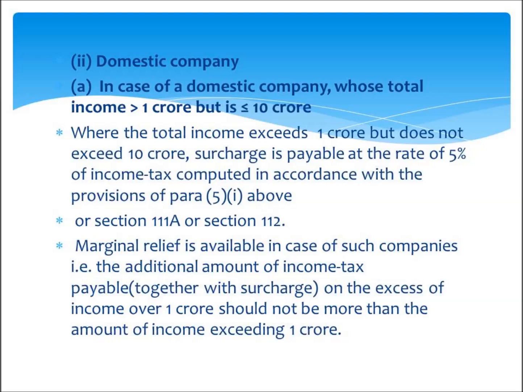We have done para 5.1 above, that is, we have got to know the rate of income tax applicable to domestic companies, that is 30%. So first of all, we'll calculate their income as per those provisions, and then if their income is more than 1 crore and less than 10 crore, an additional tax, that is surcharge, will be leviable at the rate of 5% of the income tax computed.